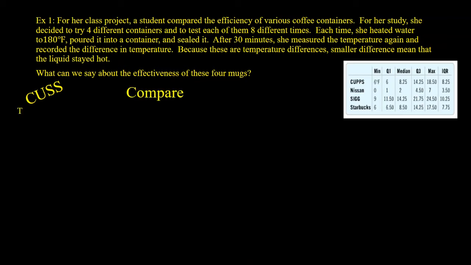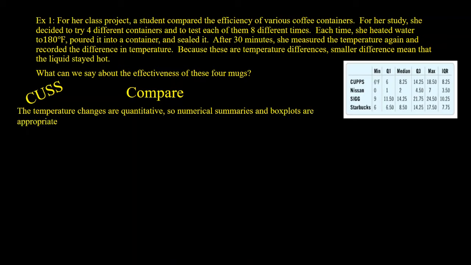The temperature changes are quantitative, so numerical summaries and box plots are appropriate. So the first thing we're doing is checking a condition. Because that condition is checked, we have numerical data, we can use CUSS to describe this, and we're going to use some sort of graph of numerical data. So the first thing we do is check the quantitative data condition. In this case, we have quantitative data, so it's okay to use a box plot or a histogram, stem plot, some sort of display to describe the distribution.